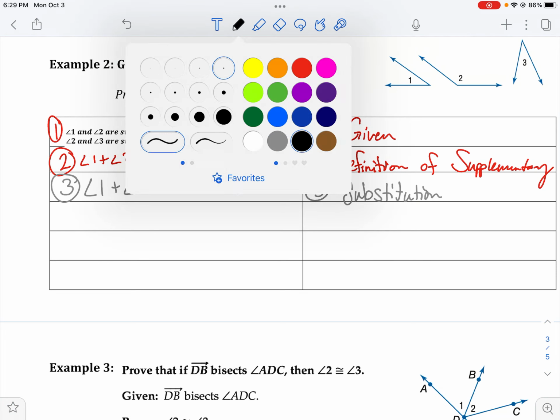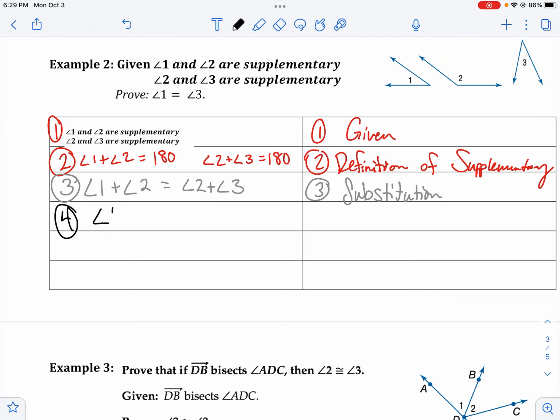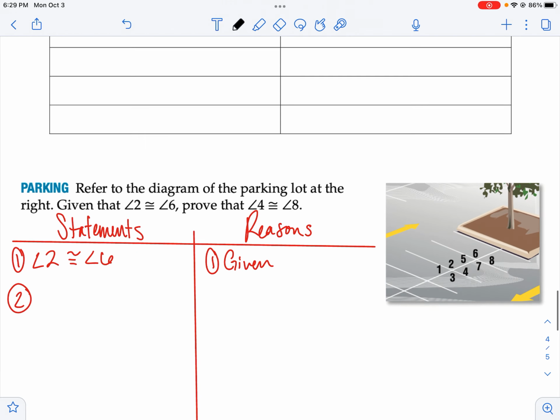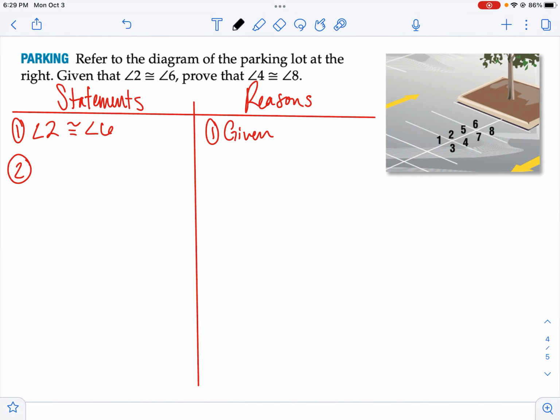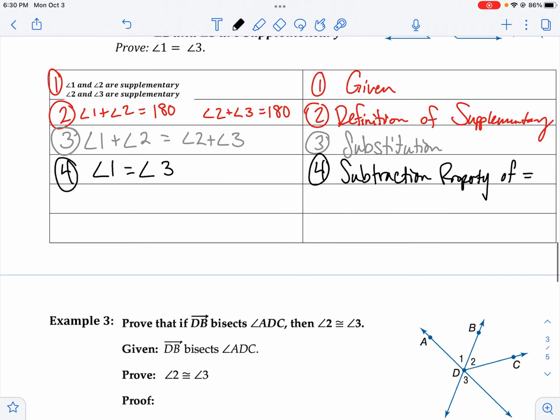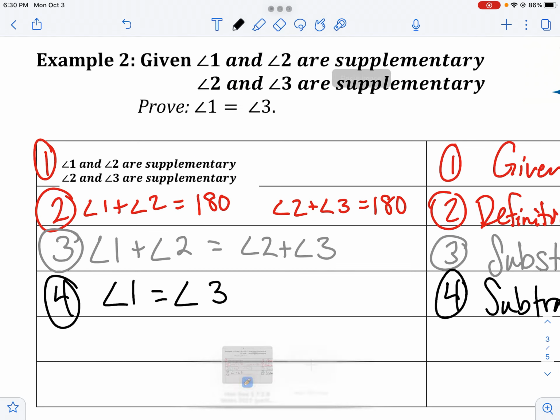Now what I can do from here is, of course, subtract and solve. I want to prove that angle 1 equals angle 3, so I want to get rid of angle 2 by subtracting, and I get exactly what it is I wanted to prove. Okay, so that's one way to approach this problem. And notice that if these are supplementary to the same angle, if 1 is supplementary to 2 and 3 is supplementary to angle 2, then they should be equal.